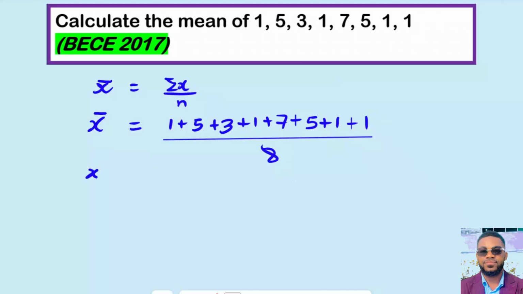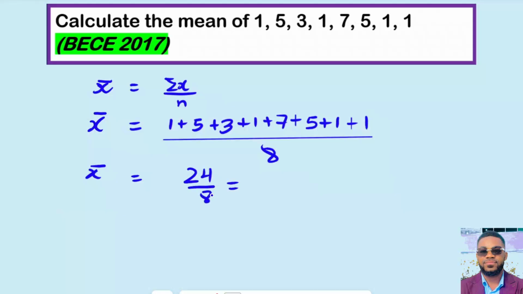So what do we do next? We just have to add the guys on top here. Then we divide by 8. So 1 plus 5 is going to be 6. 6 plus 3, we have 9. 9 plus 1 is 10. Plus 7, we have 17 plus 5. We have 22 plus 1. We have 23. And plus 1, we have 24. So you're going to get 24 out of 8.